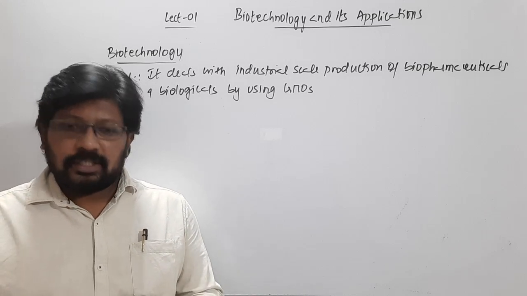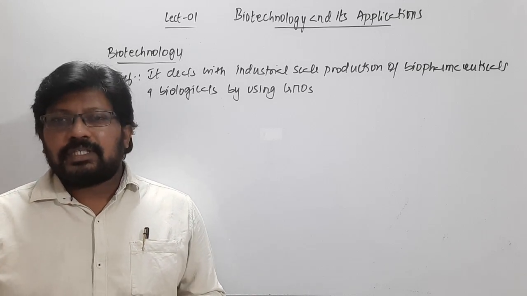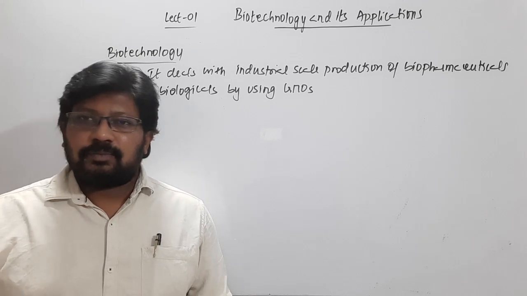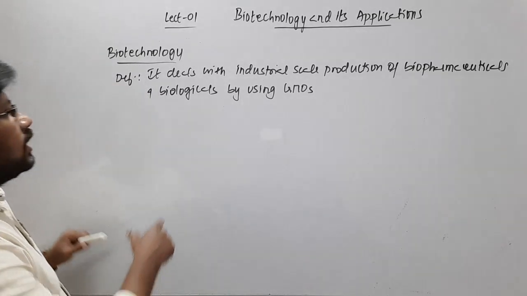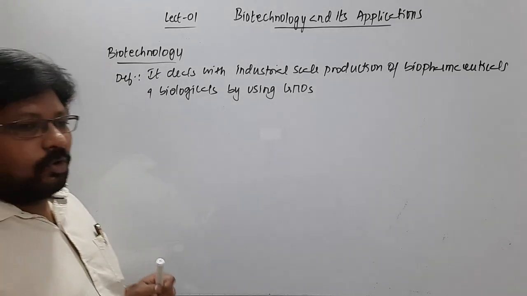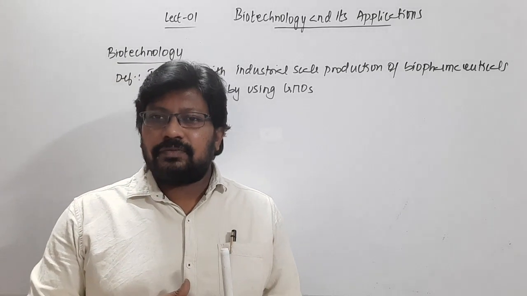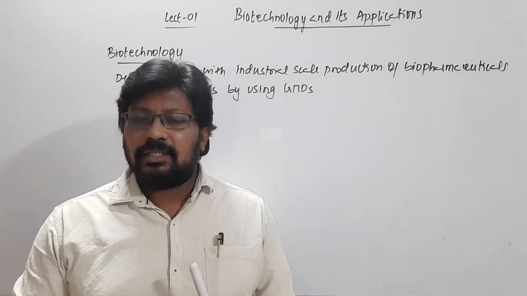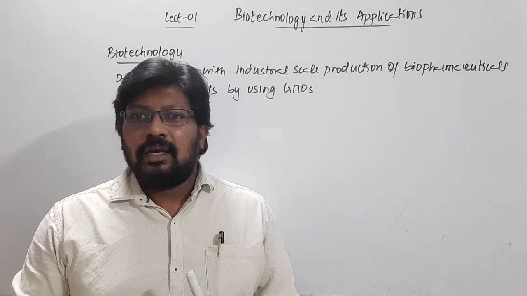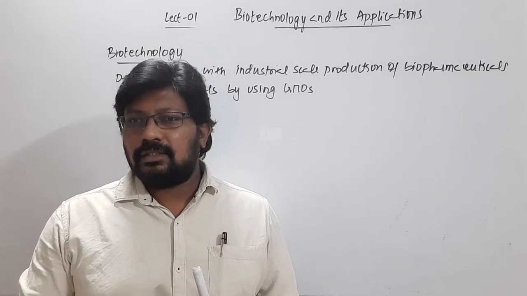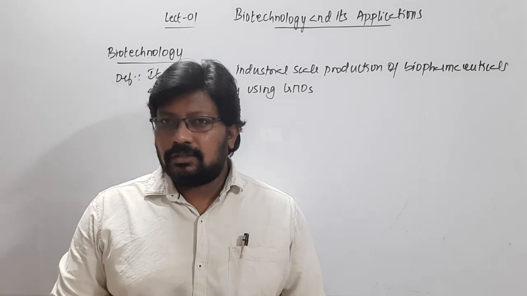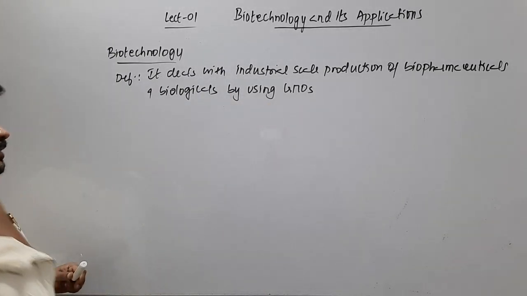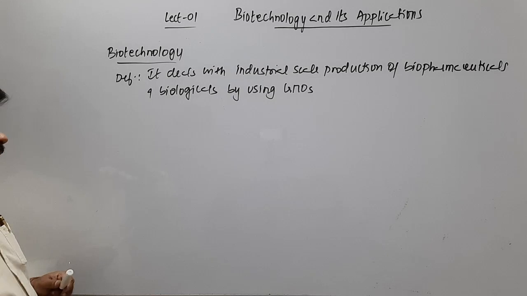need to benefit the whole humankind. So for that reason we need to produce in large quantities, not in small quantities. I told you that once we transfer the insulin gene into the bacterium and make the bacterium produce insulin, I need to produce that in large quantities. So that's an industrial scale production of those biopharmaceuticals and biologicals by using the GMOs.